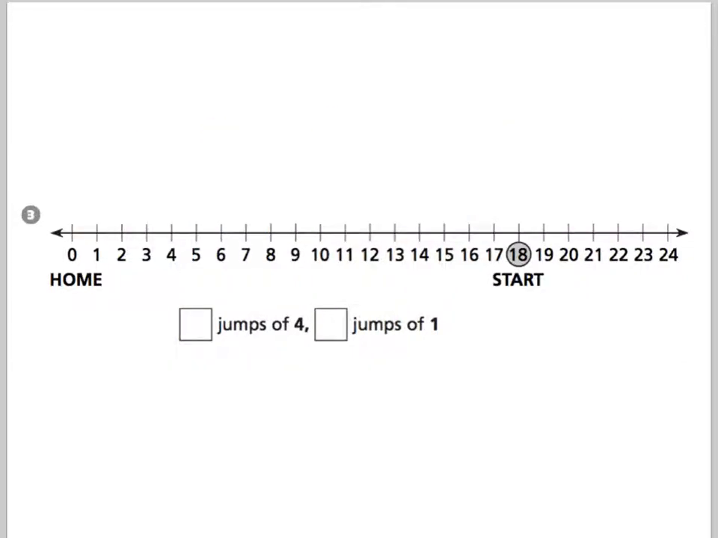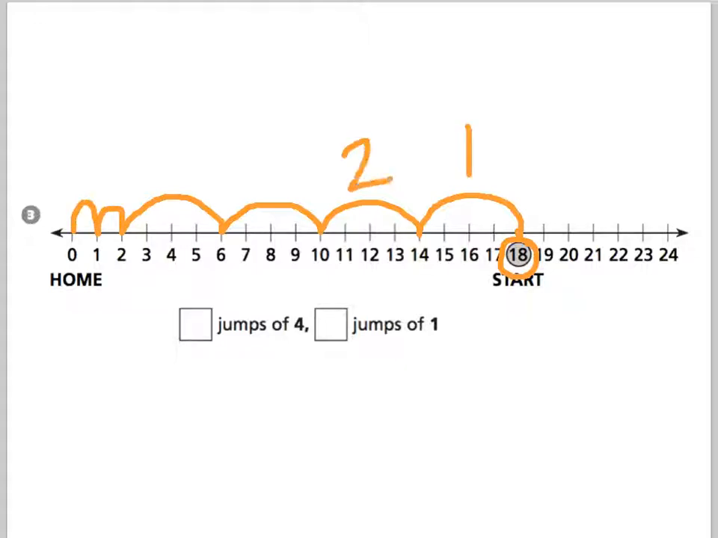Moving on to number 3. Again, you can think about the number 18. How many times does 4 go into 18? Which would be 4. And then we should have 2 left over. So let's check ourselves. Start at 18 and jump forward. 1, 2, 3, 4, and so on. And then I need to jump 1, 2. So let's count. There's 1, 2, 3, 4 big jumps of 4, and 1, 2 jumps of 1.